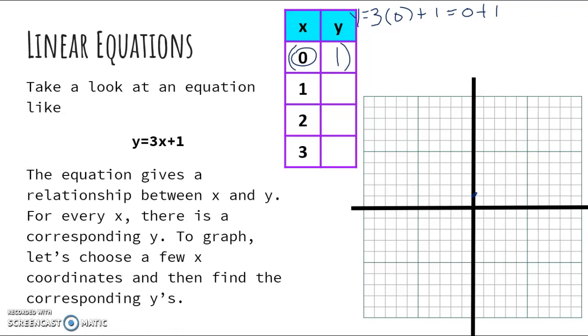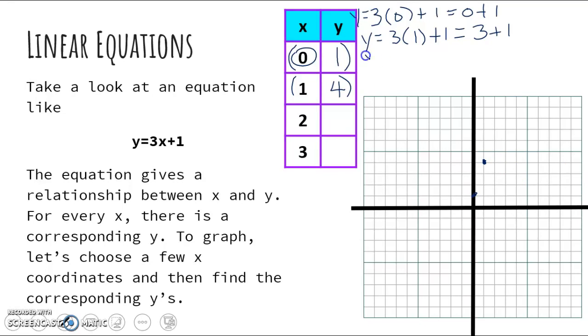Okay, so now we're going to do the same thing, but we're going to do it with 1. So y equals 3 times 1 plus 1. And 3 times 1 is 3. 3 plus 1 is 4. So that's the ordered pair 1, 4. So we're going to go right 1 from the origin. Right 1 and up 1, 2, 3, 4. All right.